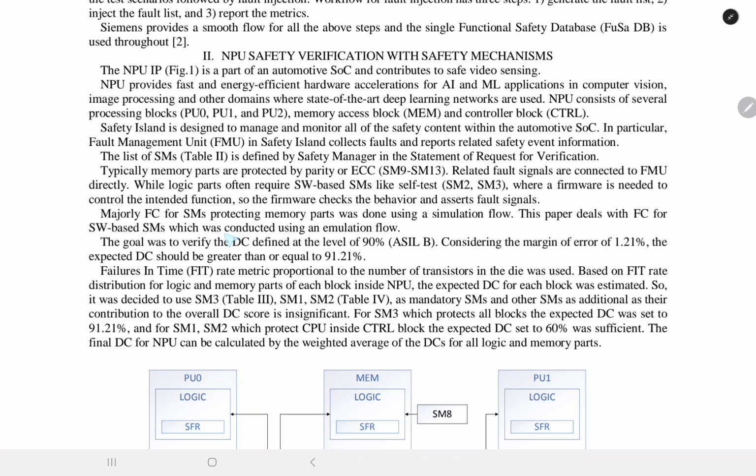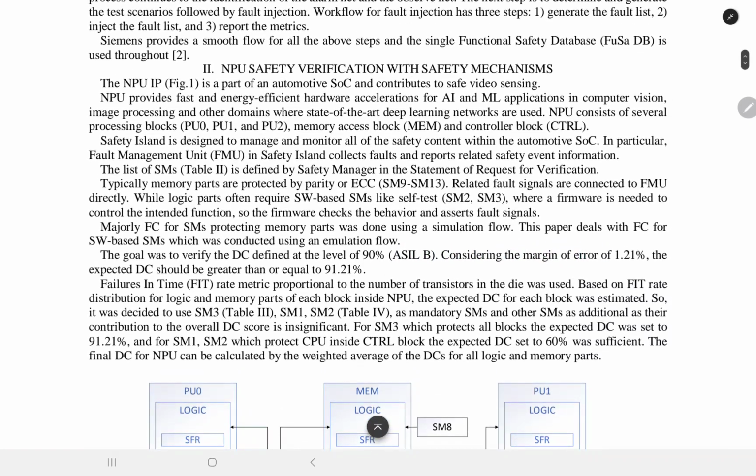The goal was to verify the DC to reach the 90% level of ASIL B, considering the margin of error of 1.21%. The expected DC should be greater than or equal to 91.21%. The failure in time (FIT) rate metric, proportional to the number of transistors in the die, was used. Based on the FIT rate distribution for logic and memory parts of each block inside the NPU, the expected DC for each block was estimated, so it was decided to use SM3, Table 3, and SM1, SM2, Table 4, as mandatory SMs and the other SMs as additional, as their contribution to the overall DC score is insignificant.